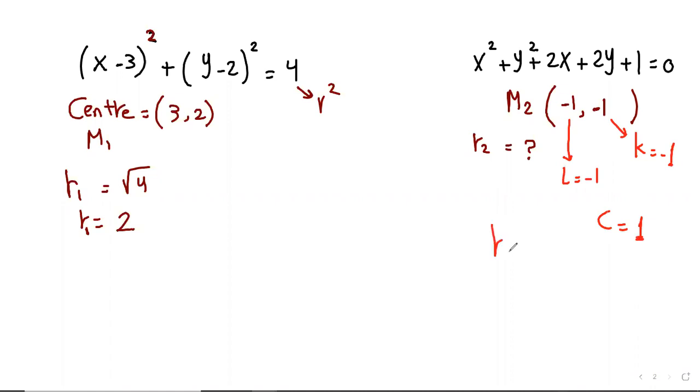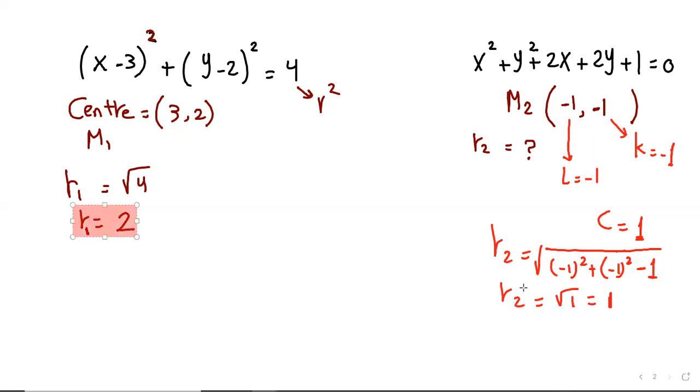So what is R2 here? R2 equals the square root of L to the power of 2 plus K to the power of 2 minus C, minus 1. So R2 equals what here? The square root of 1 plus 1 minus 1, the square root of 1 equals 1. Now I have R1 and R2.